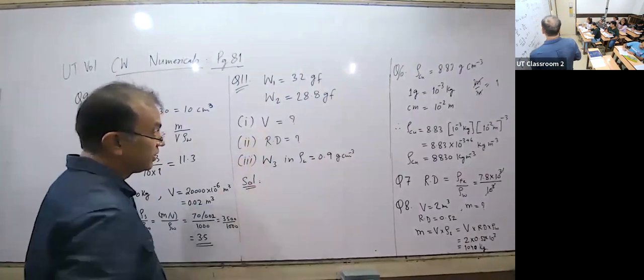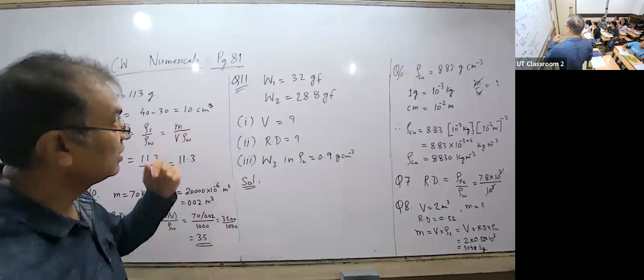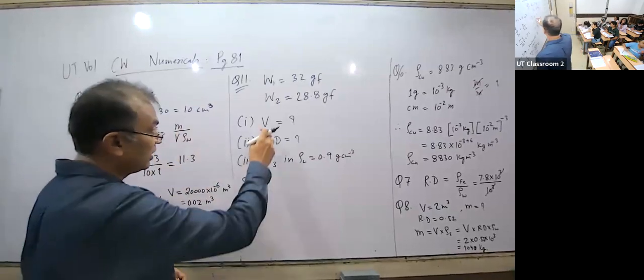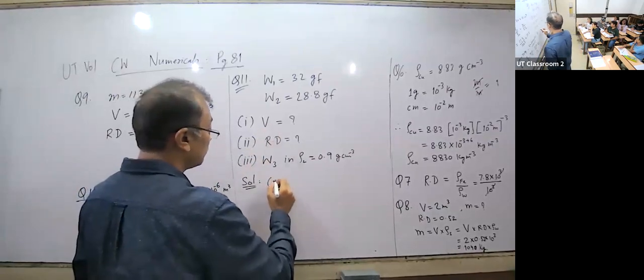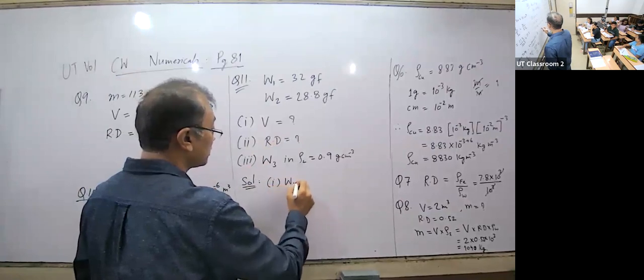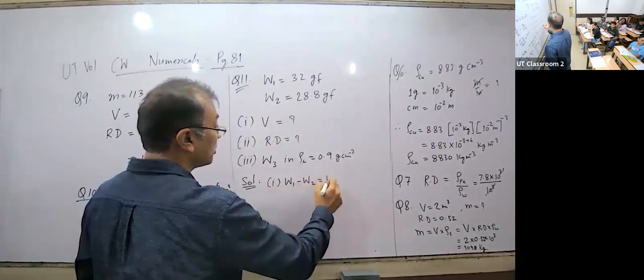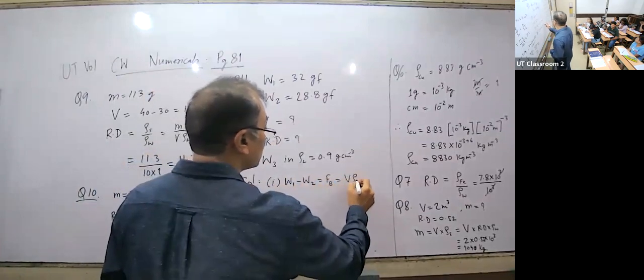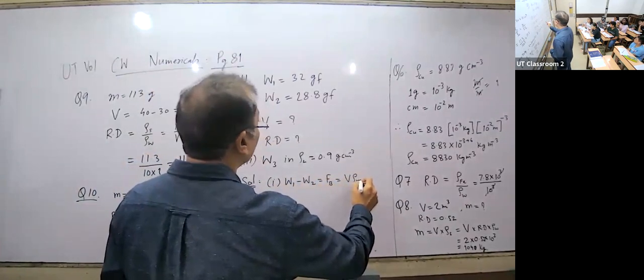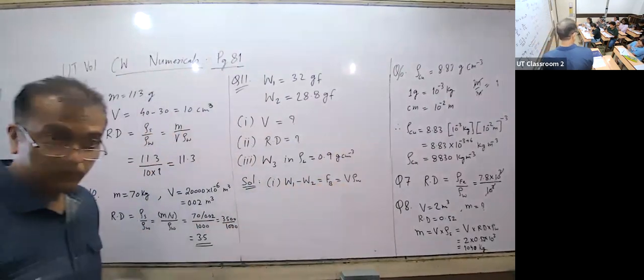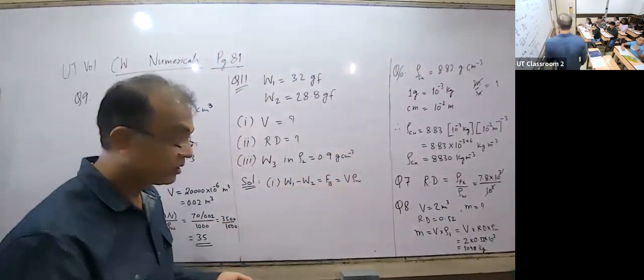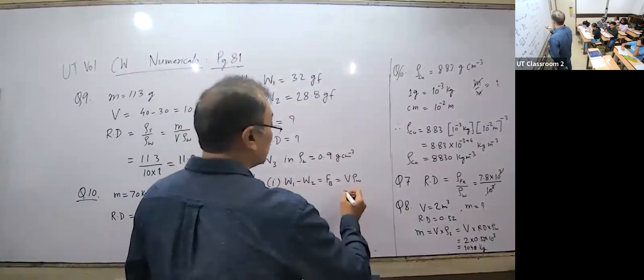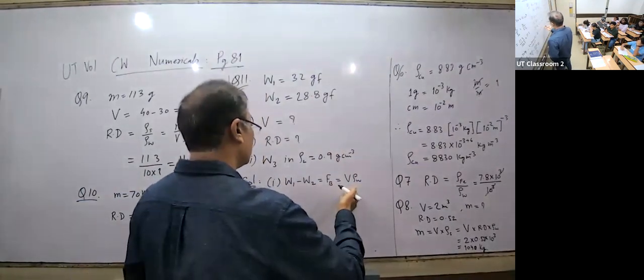First, you have to find V. How will it be found? The given data is only W1, W2, so we can easily find the volume. What is W1 minus W2? It must be upthrust, FP, and it must be V, density of water, in gram force.